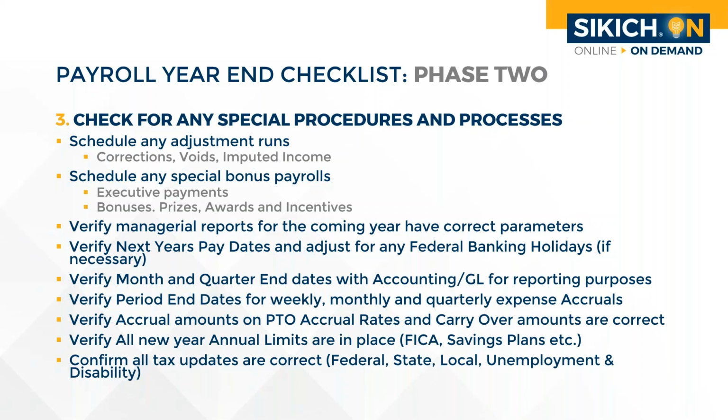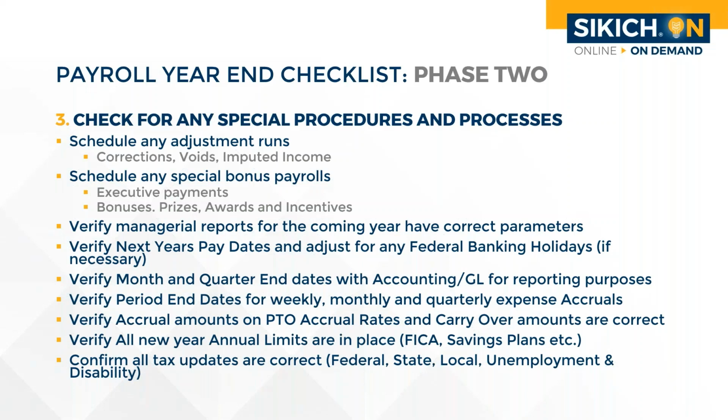Work with your company's GL or accounting department to make sure your month-end and quarter-end dates fall within their specified fiscal periods. Make sure that accrual amounts are up to date and that all of the new annual limits on your FICA and employment taxes are correct.